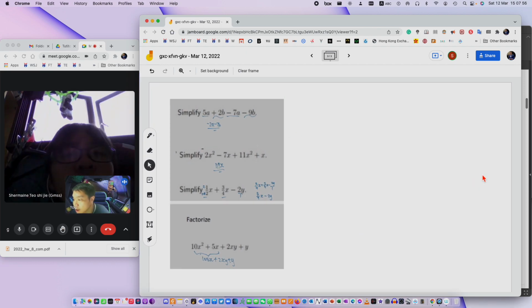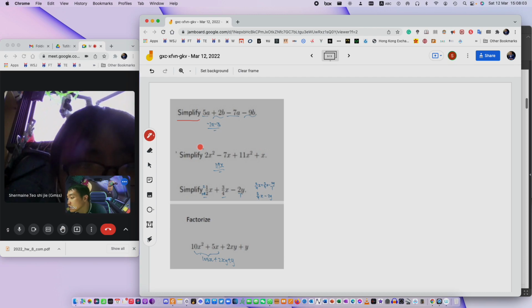Okay, good. You look at the first question. So this question says simplify. Simplify means if you can combine, you combine. That's the meaning of simplify.